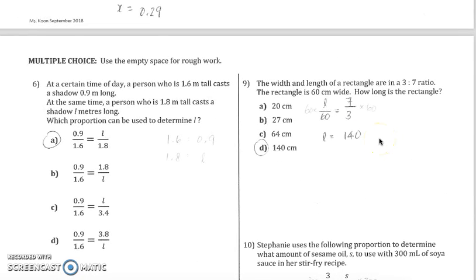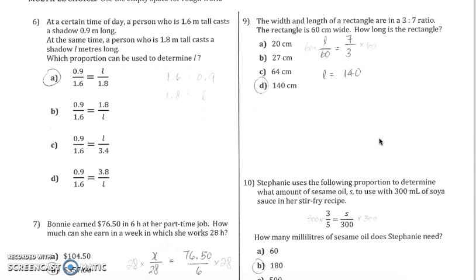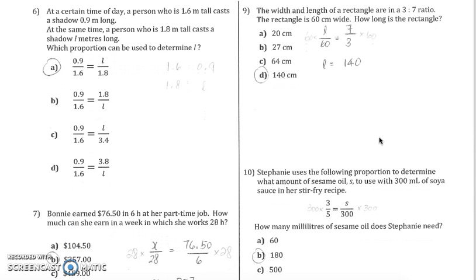Number 9. The width and length of a rectangle are in a 3 to 7 ratio. The width is 60 centimeters wide. How long is the rectangle? Okay, so in this question, width goes with the smaller number in the ratio. So 60 matches with 3. The length matches with 7. And you cross multiply to find that the length is 140 centimeters.